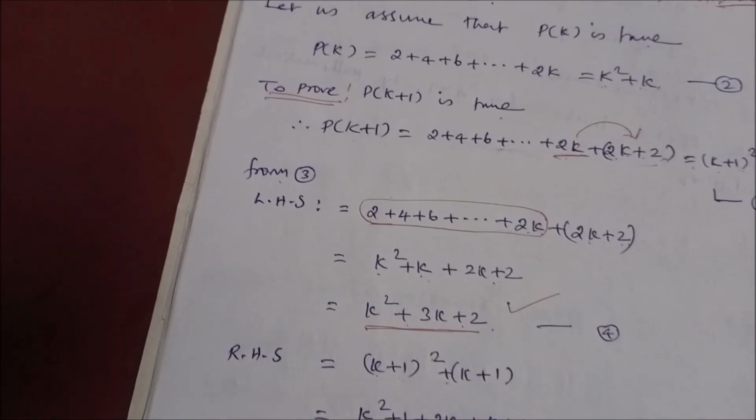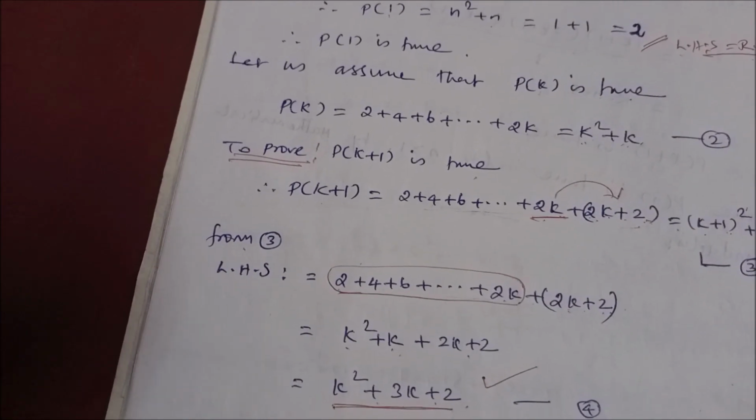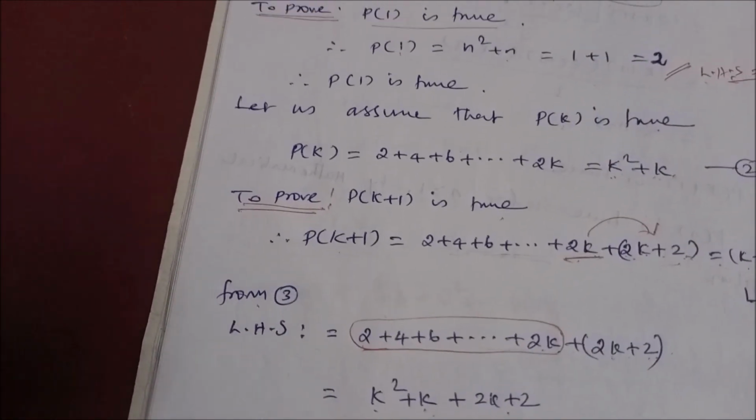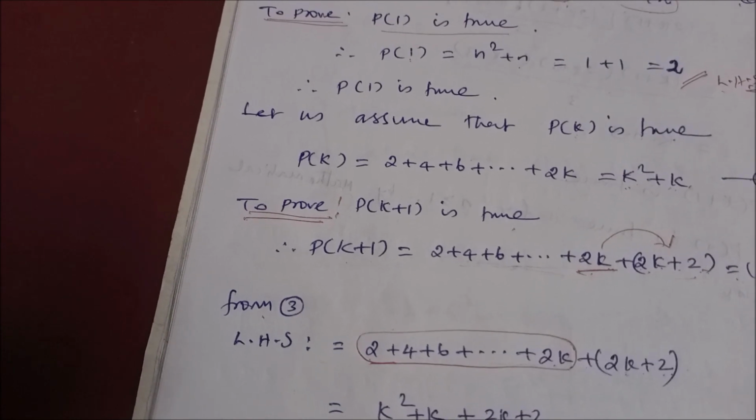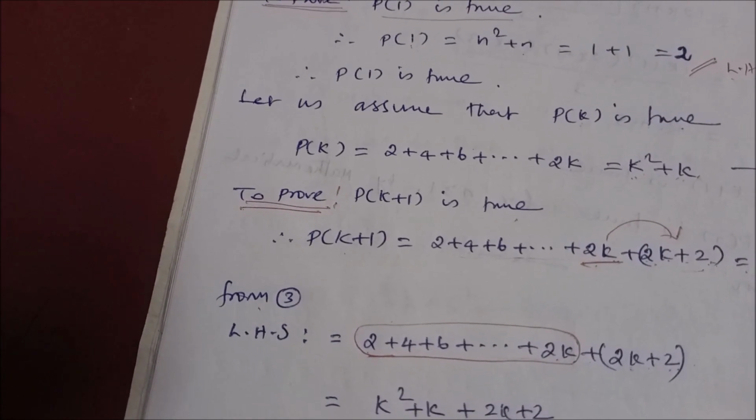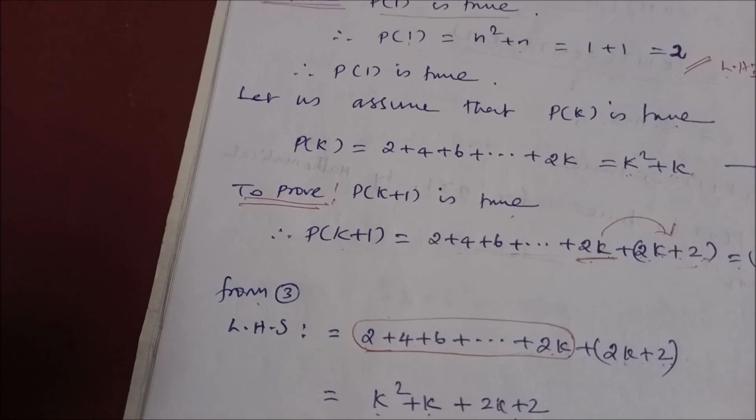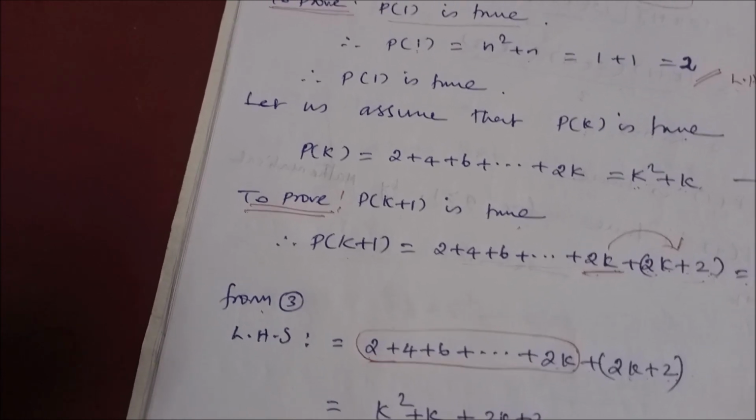The common steps in all these problems: first, take P of n. After that, prove P of 1. Then assume P of k is true. The last one is to prove P of k plus 1.